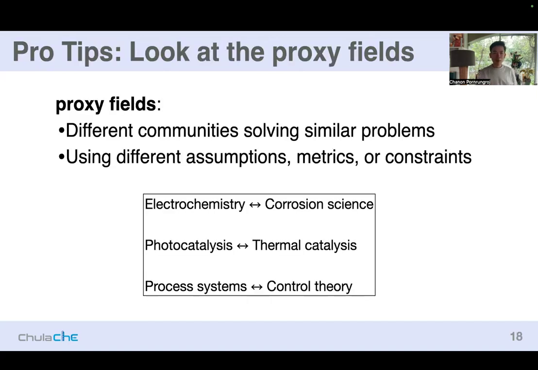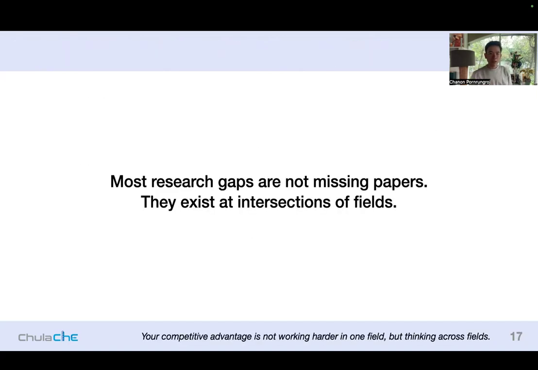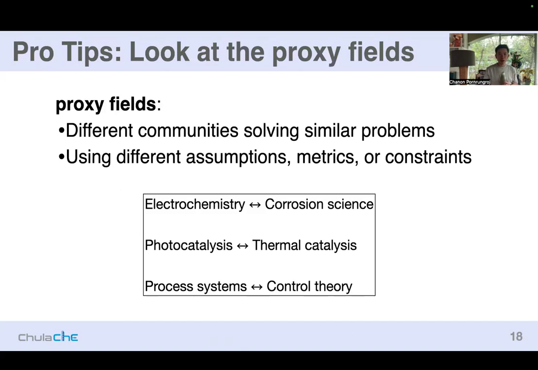Okay, back to this statement again. Most research gaps are not missing papers. They exist at the intersection of the fields. This is also another pro tip that I would like to share with you, because most of us look at the research in our own bubble, right? In the field of electrochemistry, in the field of computational chemistry, in the field of process systems.